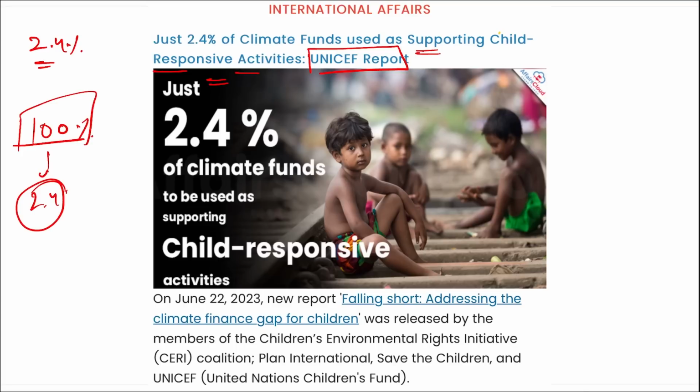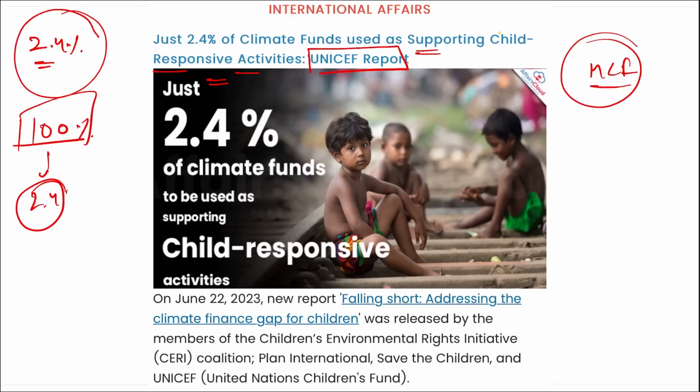The figure is likely an overestimate as even less money is dedicated to meeting the requirement, right? The report is saying that we are spending 2.4%, but in reality the actual numbers are far less than that, correct? Then, what are the MCFs? MCFs are your multilateral climate funds.